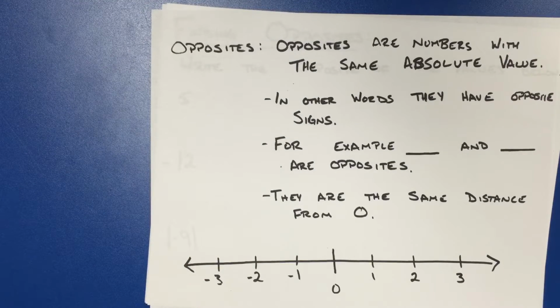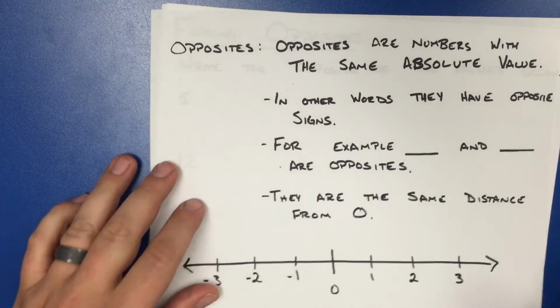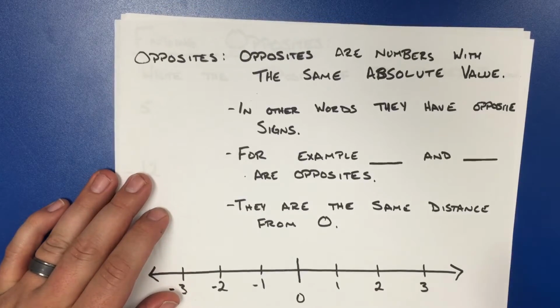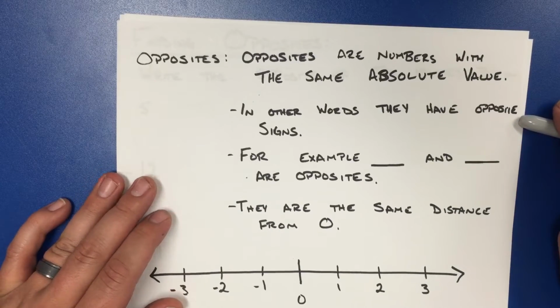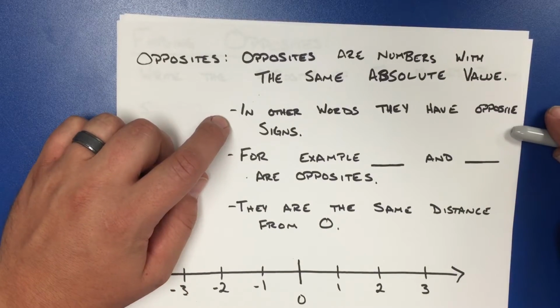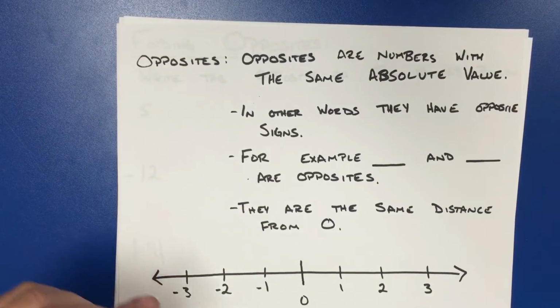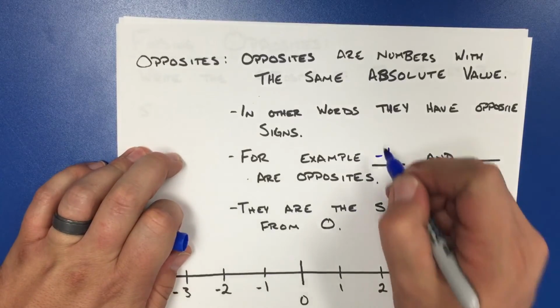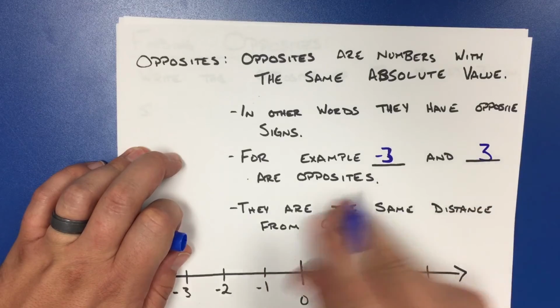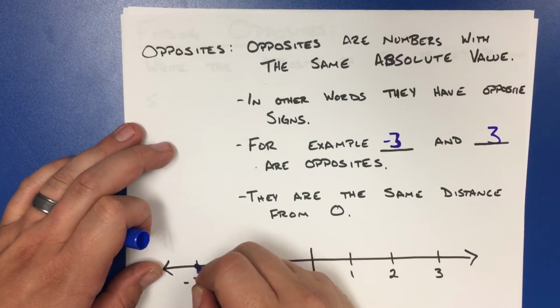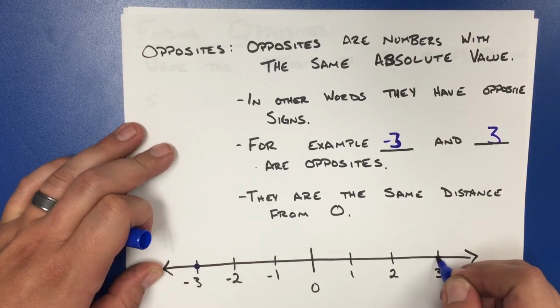Opposites. Opposites are numbers that have the same absolute value. So they're a different number, but they have the same absolute value. Well, that's a fancy way of saying it in the math book, but in other words, they are just the same digit with opposite signs. So for example, negative 3 and positive 3 are opposites. Here's negative 3, here's positive 3.